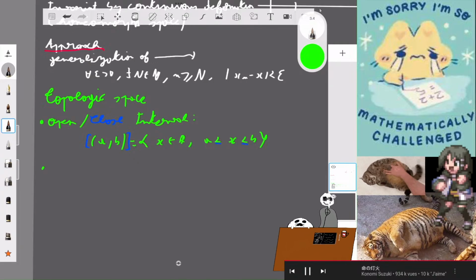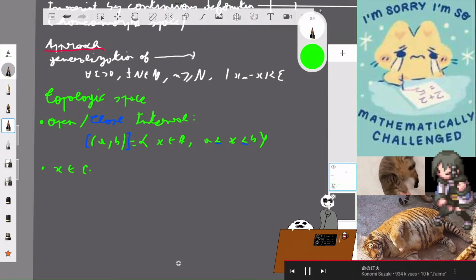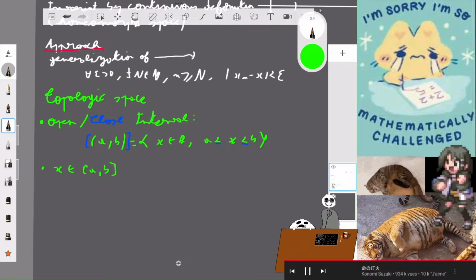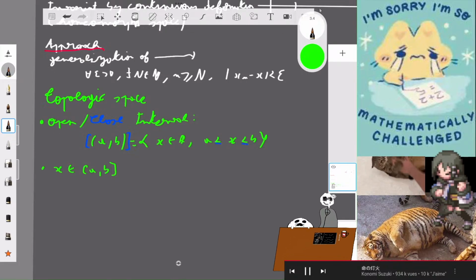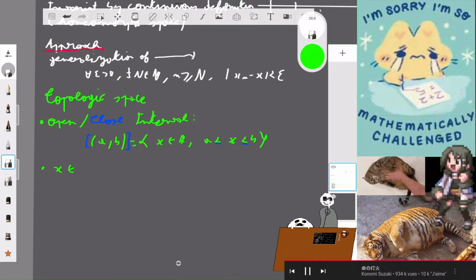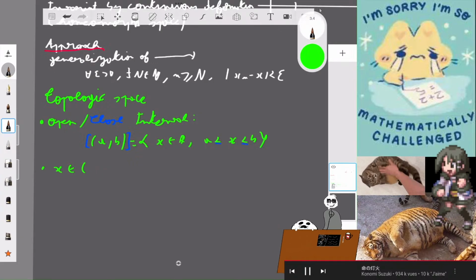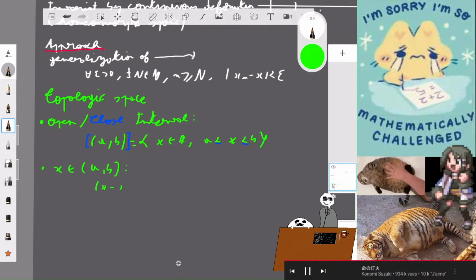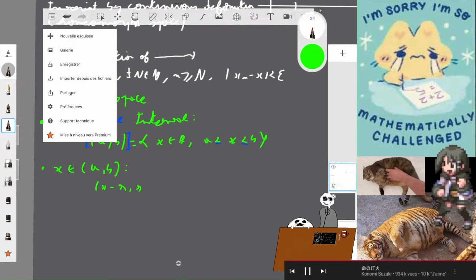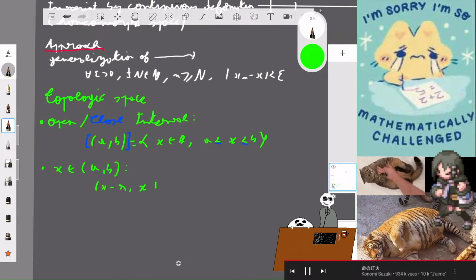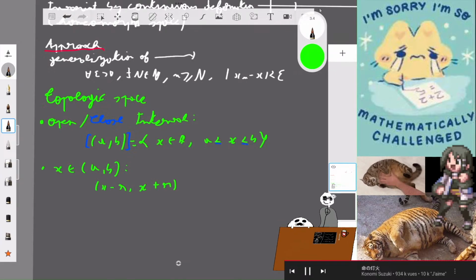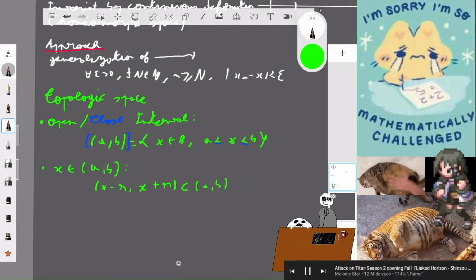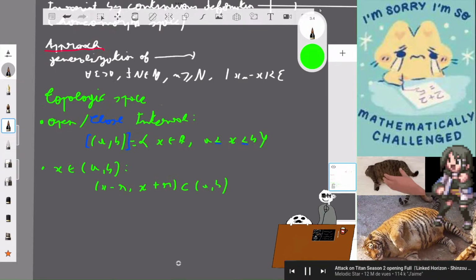So radius for x in AB. Wait, no. This is an open interval, so this is this. AB. We got that x minus r and x plus r is included in AB.